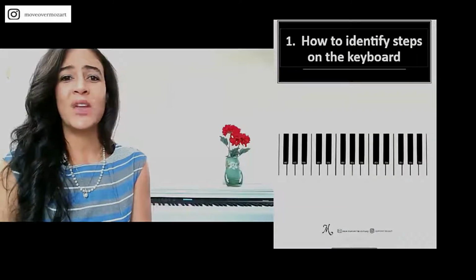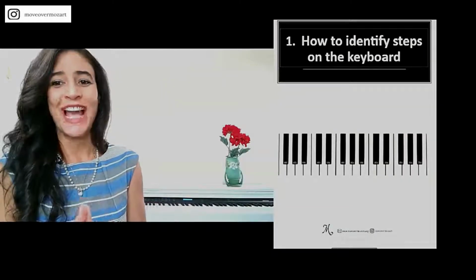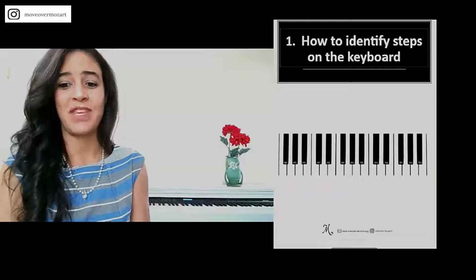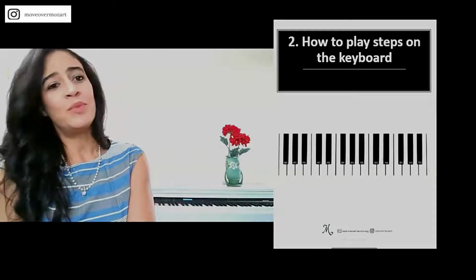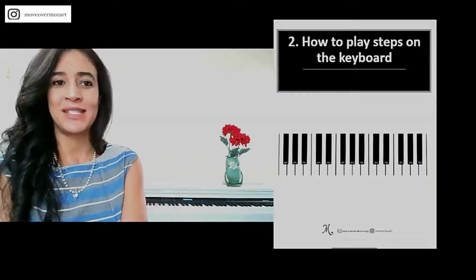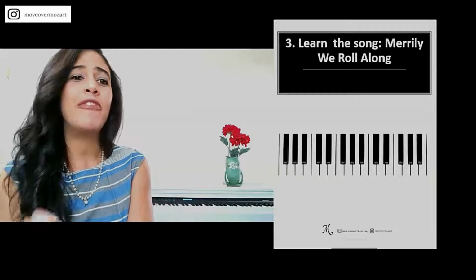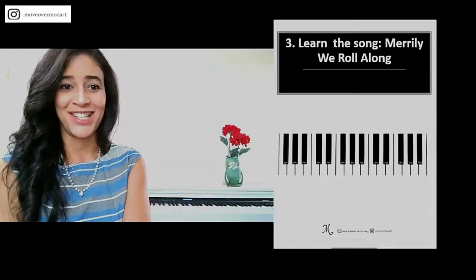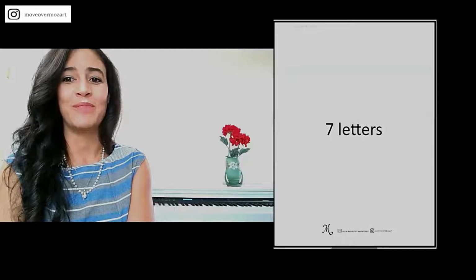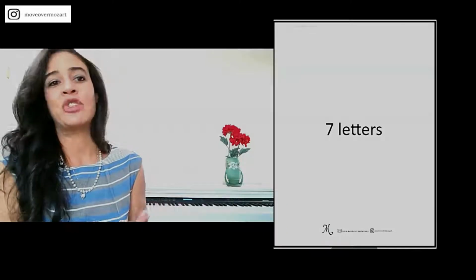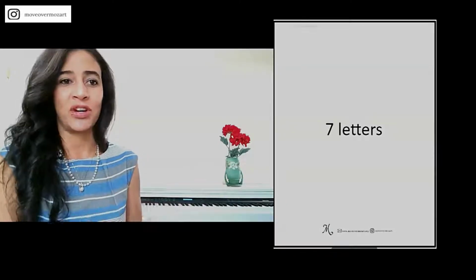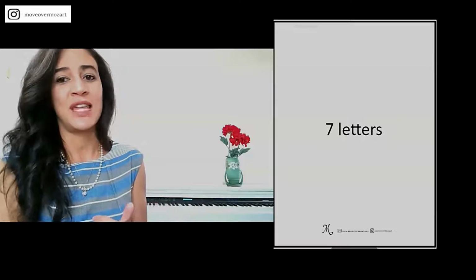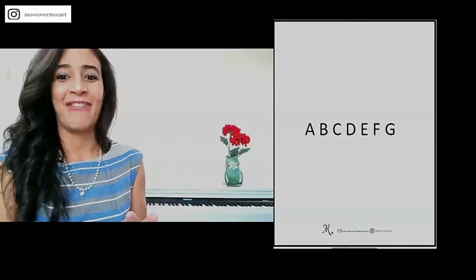In this lesson, we are going to learn how to identify steps on the keyboard. We will also be learning how to play those steps on the keyboard. And finally, we're going to be learning the song Merrily We Roll Along. Now, if you remember back to one of our previous lessons, we had started to learn the 7 letters in the music alphabet. And those letters were A, B, C, D, E, F, and G.